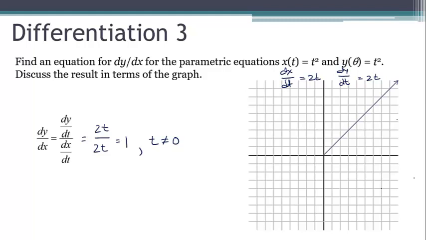The graph is a ray starting at the origin, and just like a line, the rate of change of a ray is constant, which is what we see from the result of our calculations. Also, you can see why we have to include the exclusion that t can't equal 0. When t equals 0, the graph is here at the origin, and that's where the graph comes to a point. And the derivative is never defined at points like this where the graph makes a sharp turn.